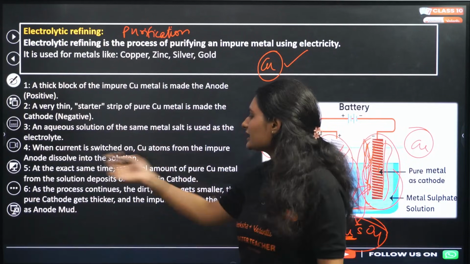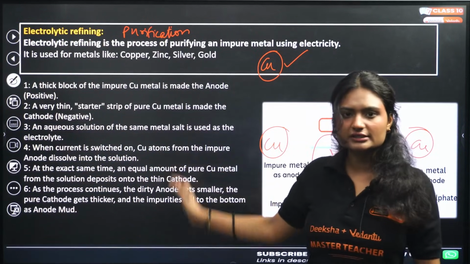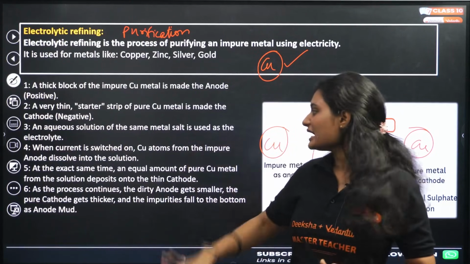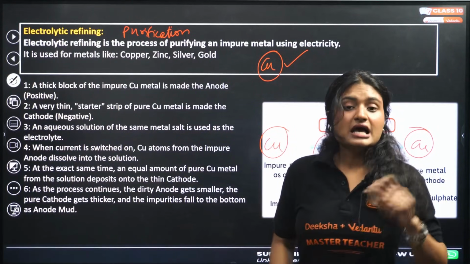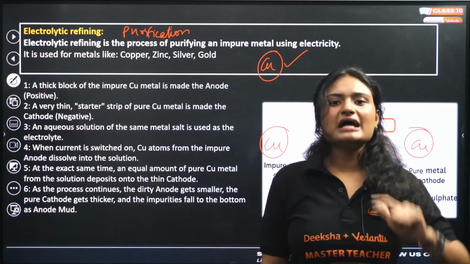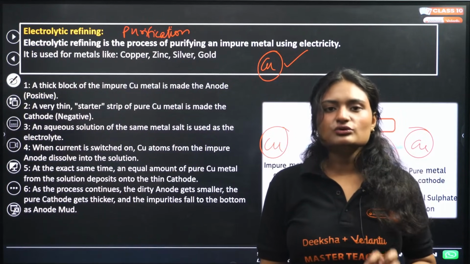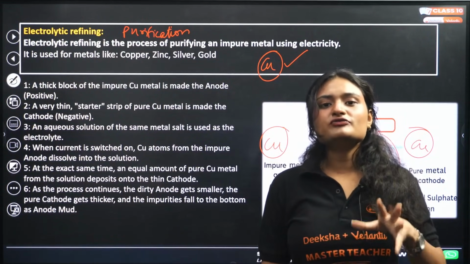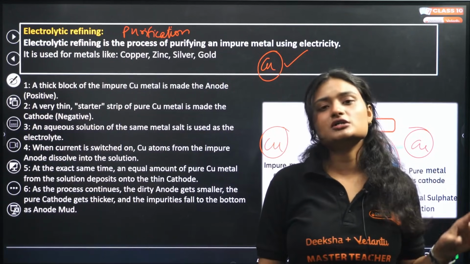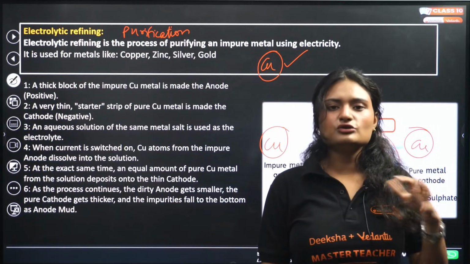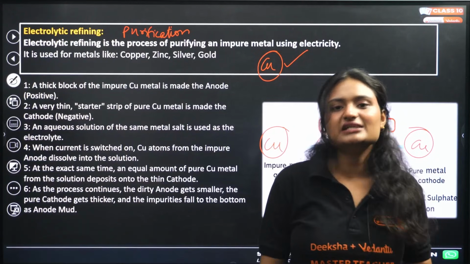So this is again the process written here. You can refer to it because it is a systematic process of what is happening in these 6 steps only. At anode we have the impure metal rod, at cathode we have the pure metal rod. When you pass the electricity, anode breaks down and an equal amount of salt from the aqueous salt solution deposits on the cathode. At cathode you will be getting the pure metal, at anode the impure metal rod is getting disintegrated, right?